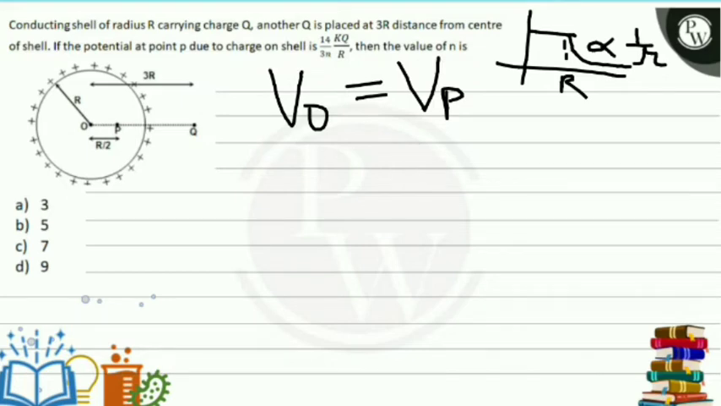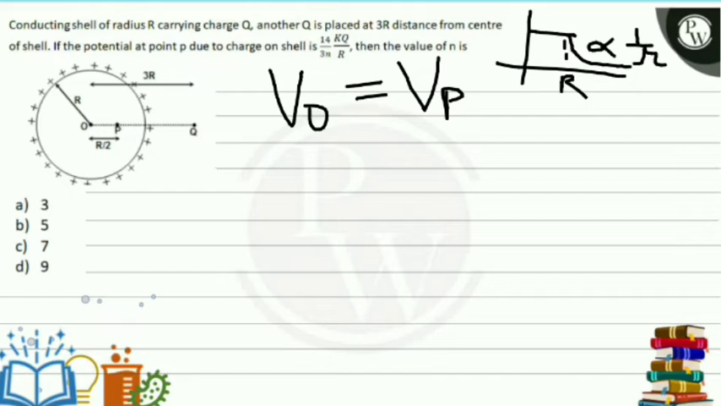Now why we are using this concept? This might come to the mind. We are using this concept because this point is not special, but this point is. This point O is very special. Why? Because it is the center of the shell. So we can easily find the potential at the center of the shell due to the charges in the shell, right? It's very simple by using the basic formula kq by r. So we are going to do that.